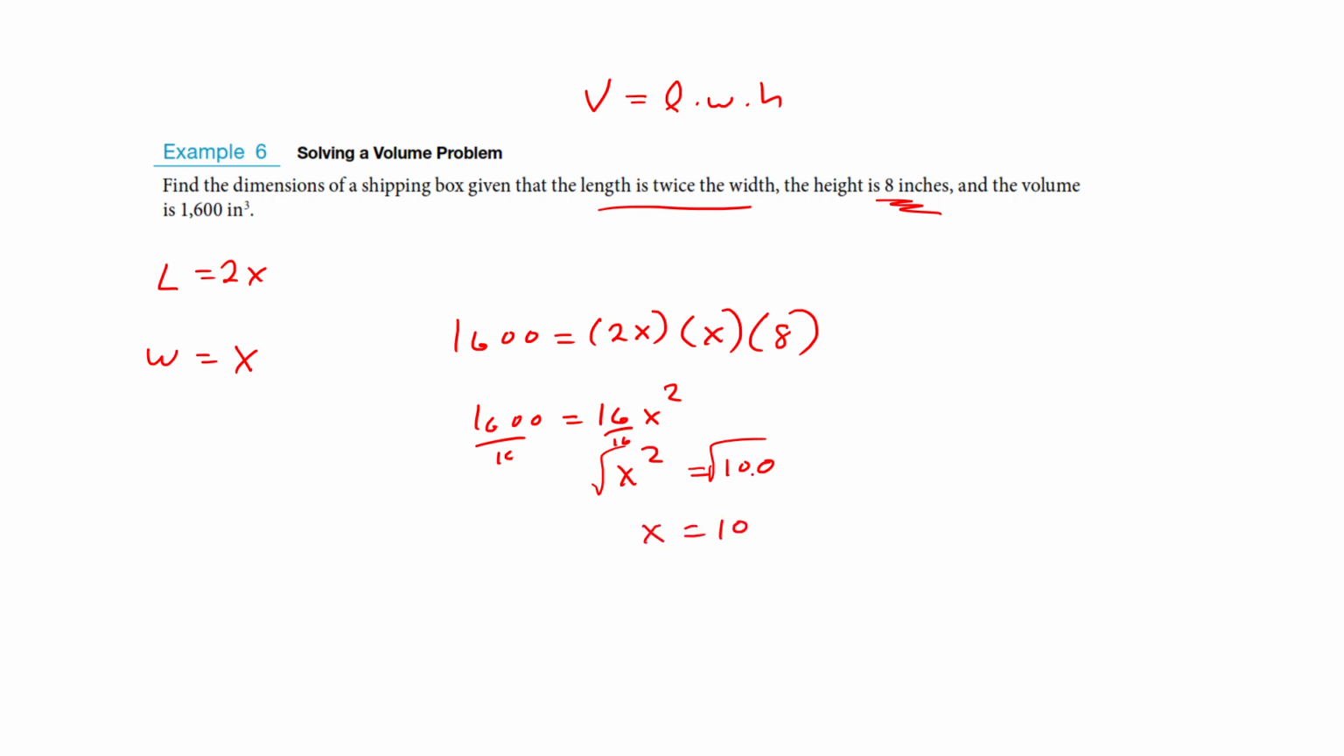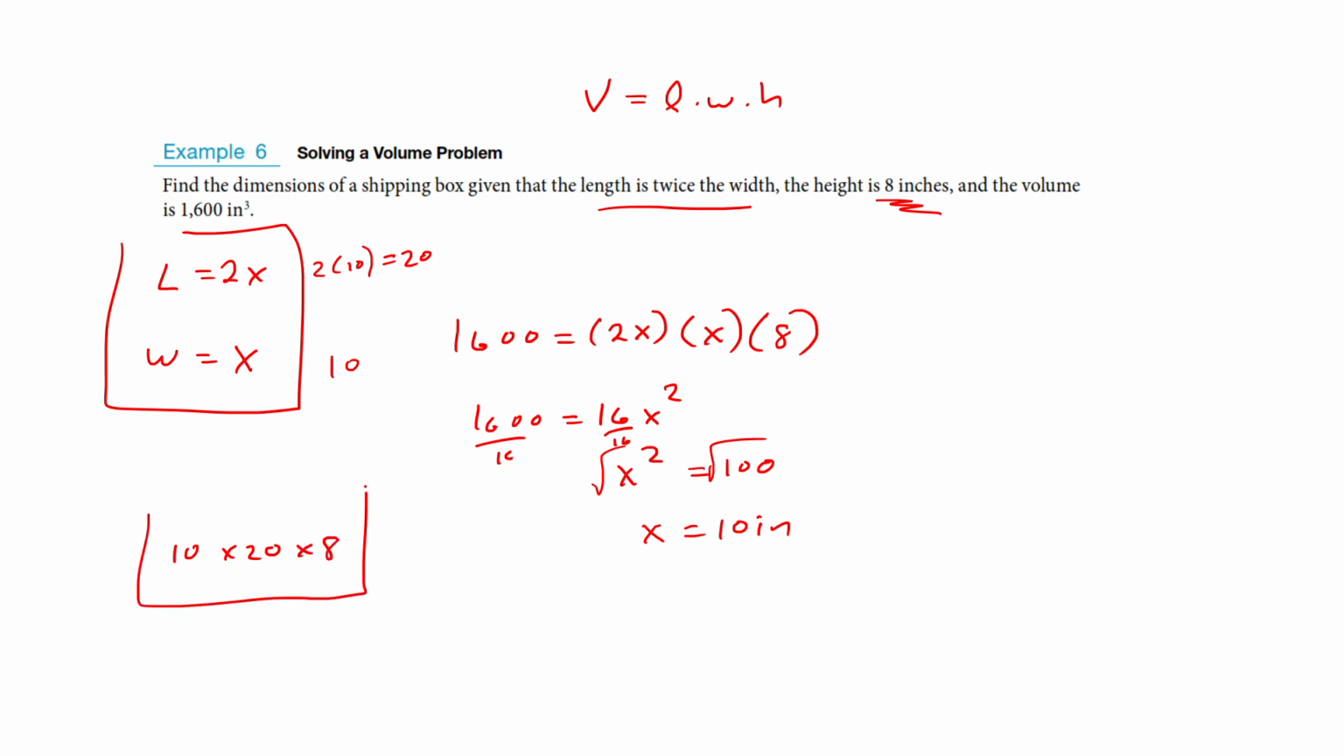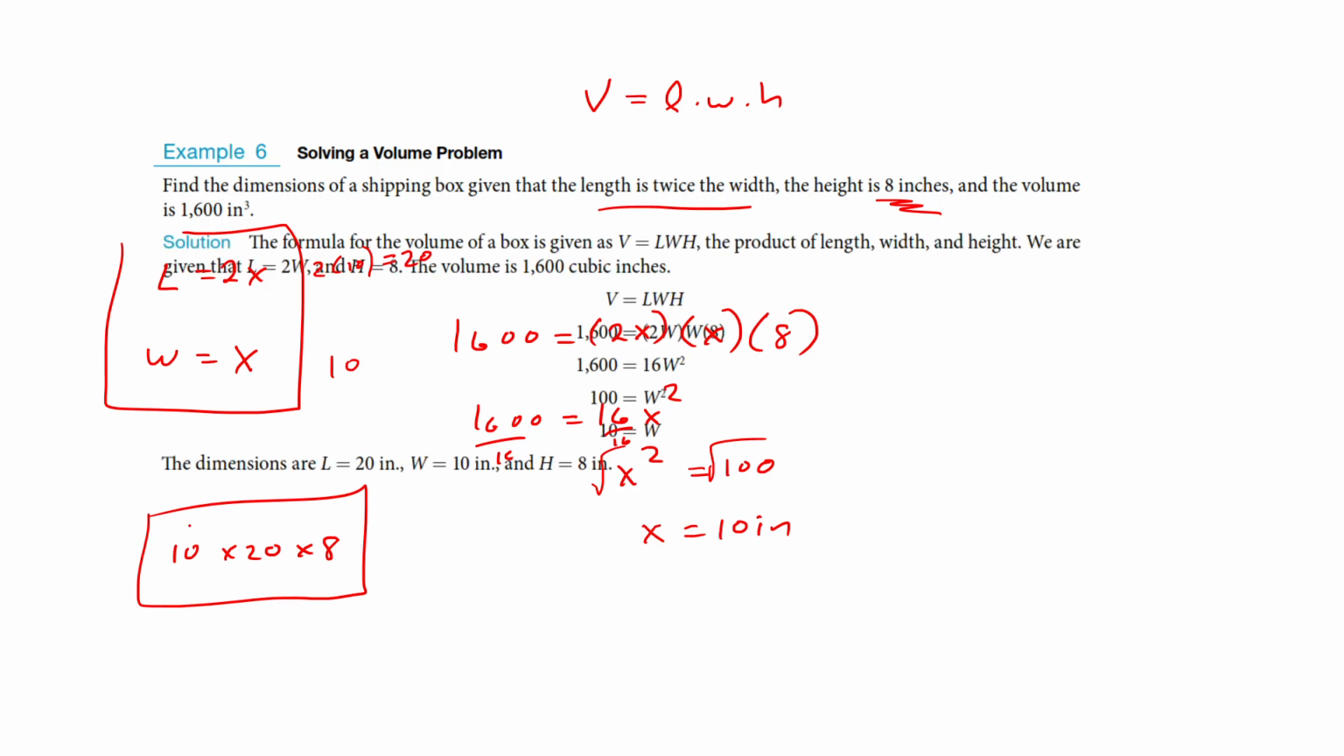Now technically, you square root aside, its x could be plus or minus 10, but we're talking the dimensions of a box, so negative 10 doesn't make any sense. So we've got x is 10 inches. Now let's go back to our dictionary. If the width is 10, the length is 2 times 10, or 20. Now it wants the dimensions, so that's the length, the width, and the height. So it's 10 by 20 by 8, because they told us the height.